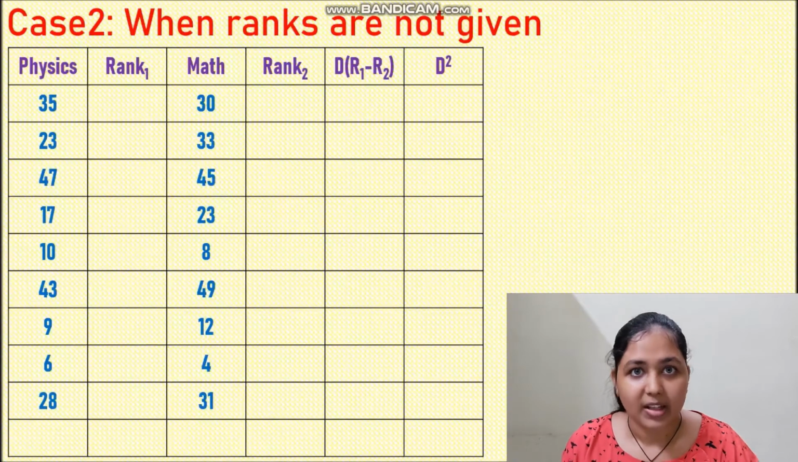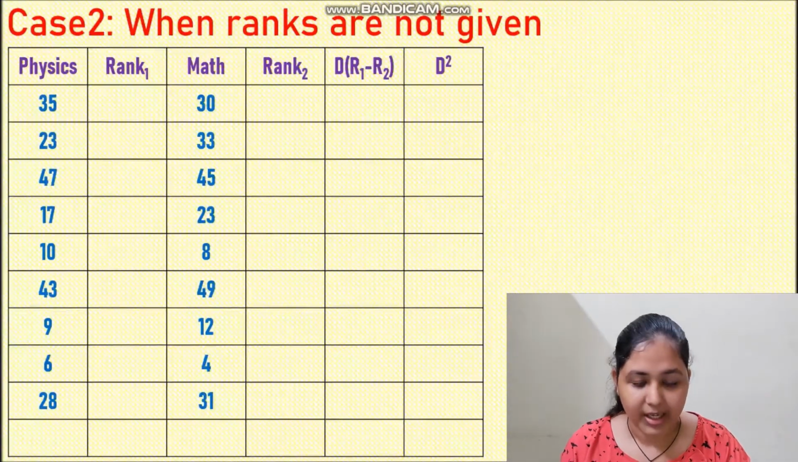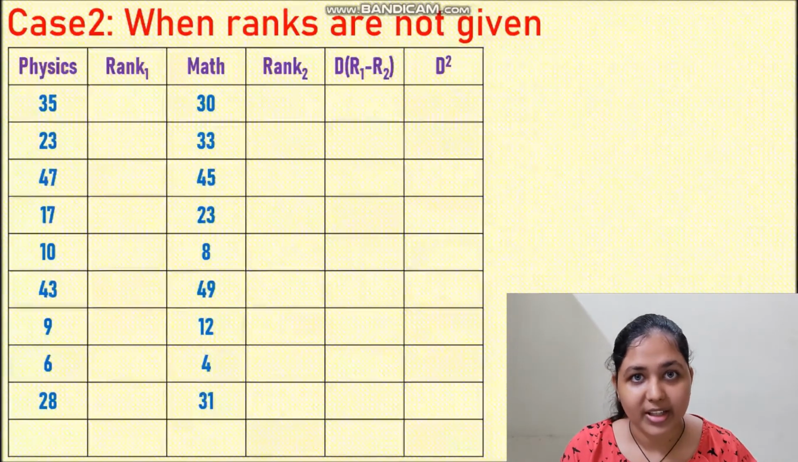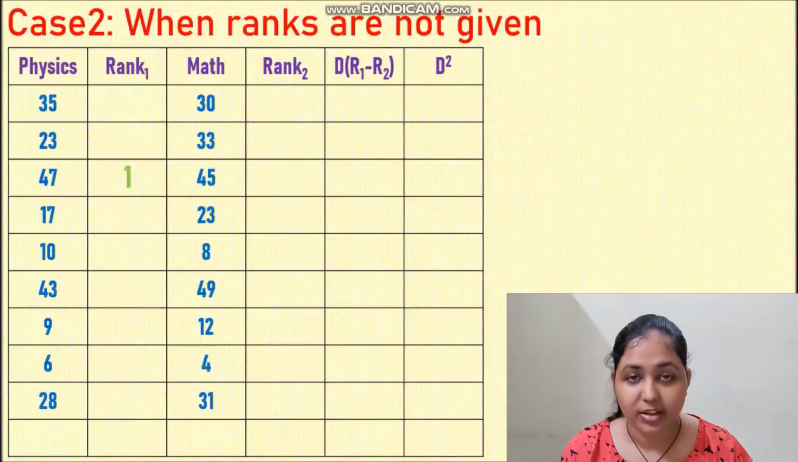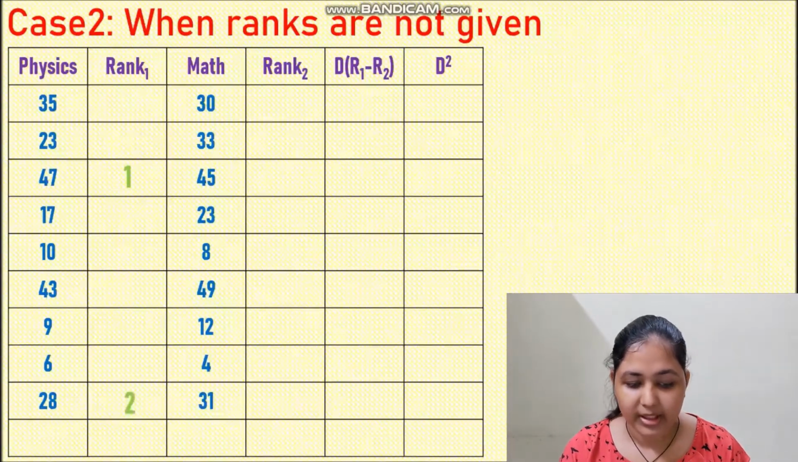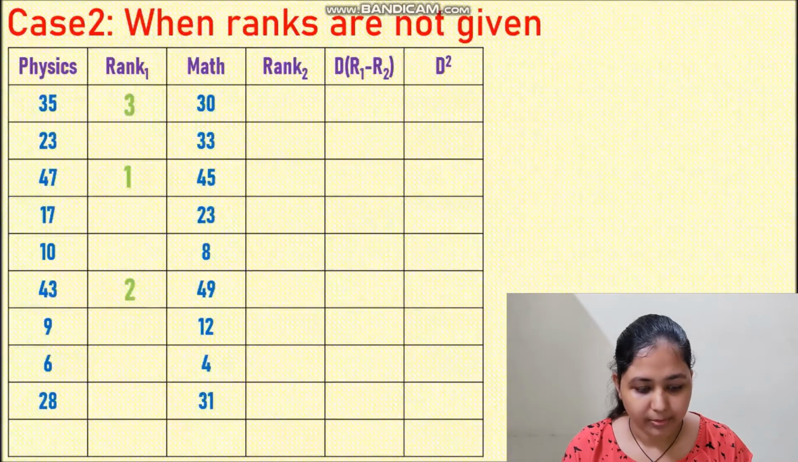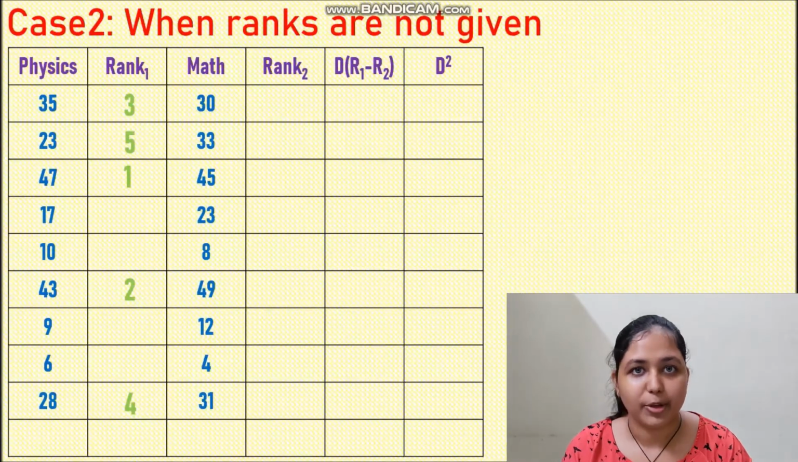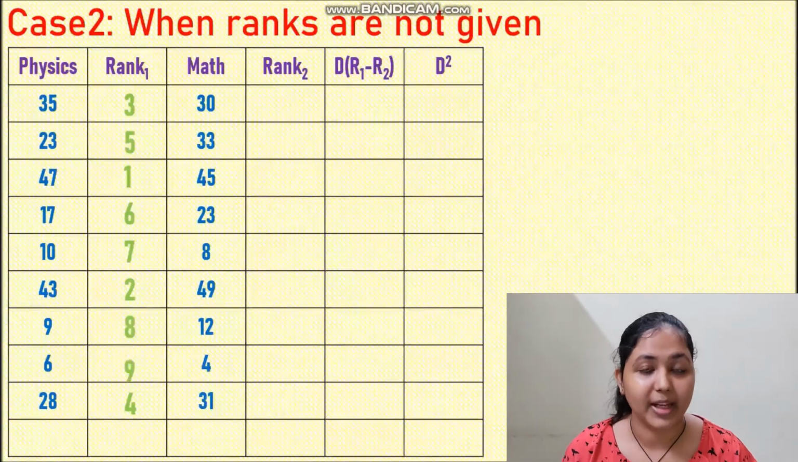So here in the column of physics, you can see the highest marks. If you'll check, it's on the third position, that is 47. So we'll rank it as our first rank. Similarly, if you'll check for the second one, it's 43. So we give it the second rank. And so on, we'll give 35 the third rank, and so on. We'll complete this column for the marks of physics, and we're going to provide the ranks accordingly, as you can see here.